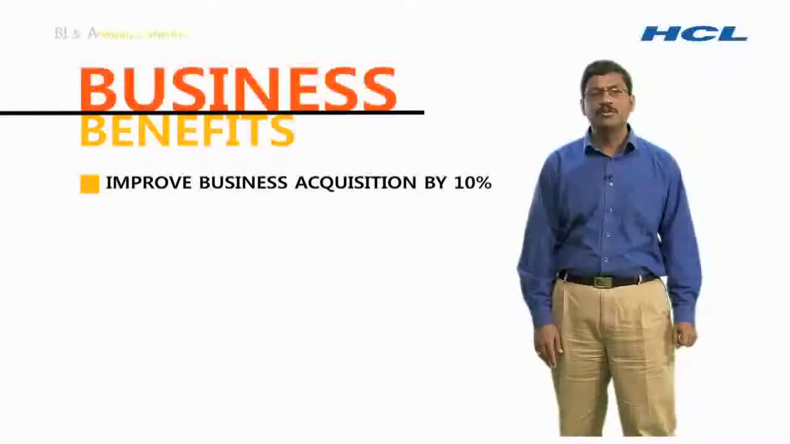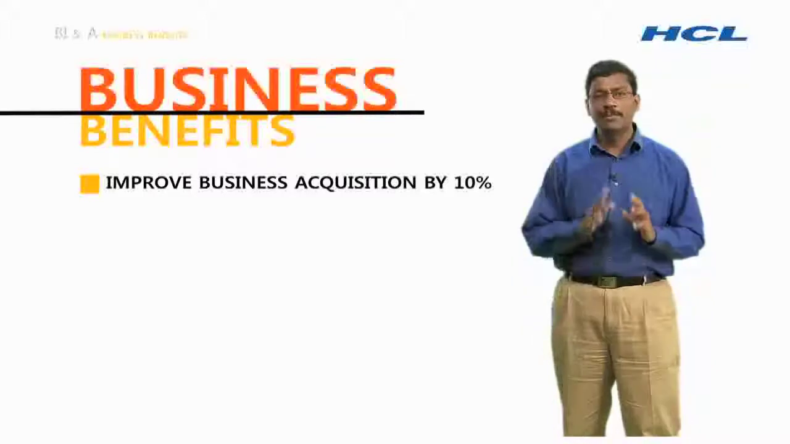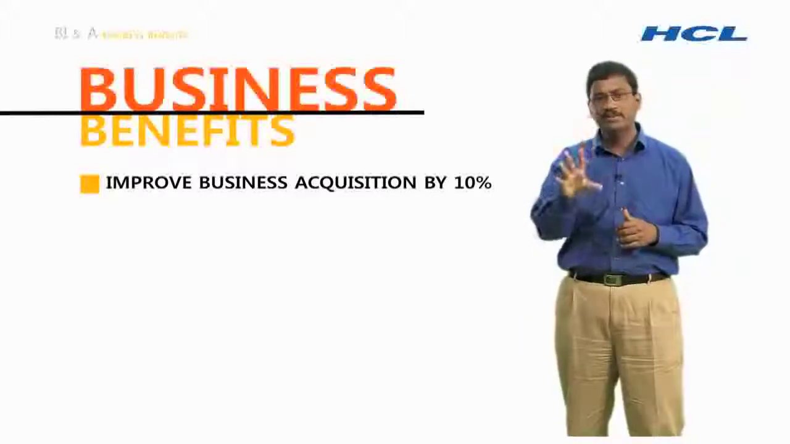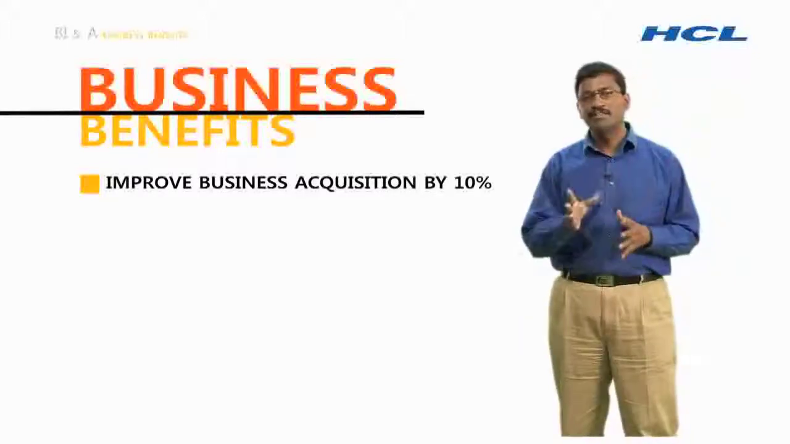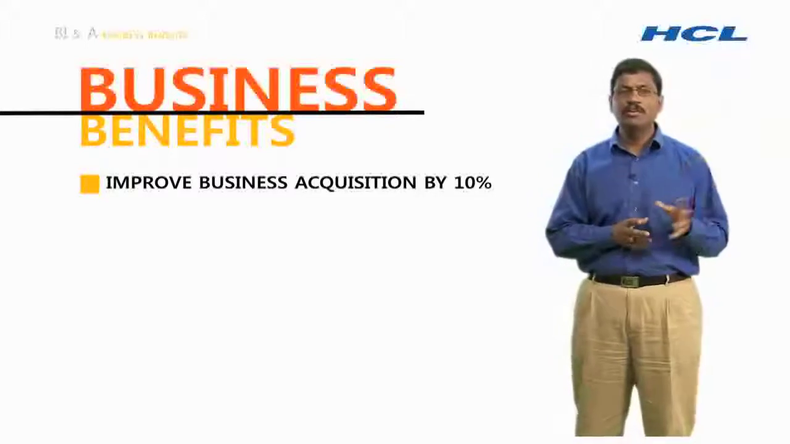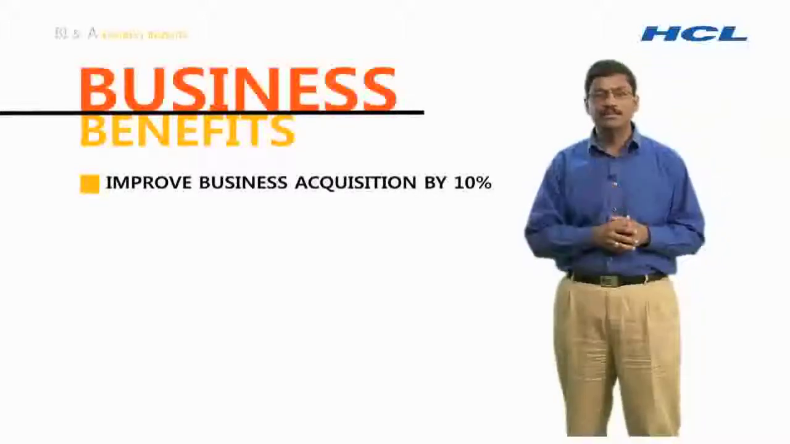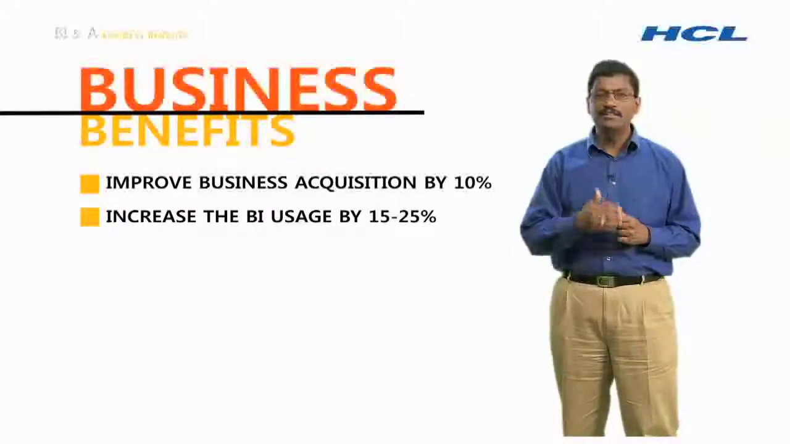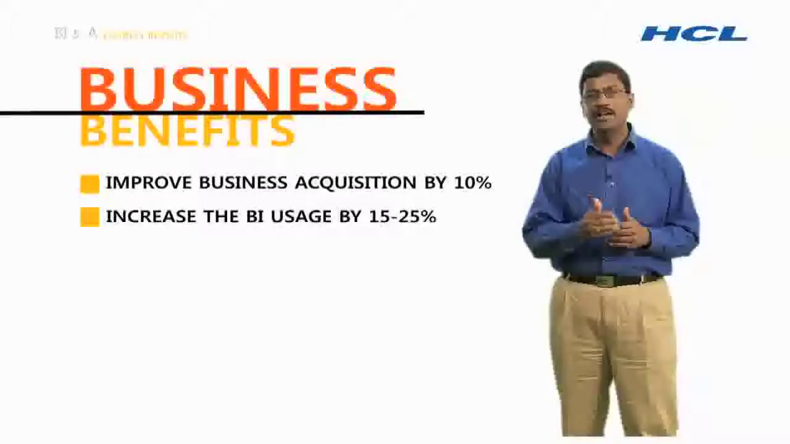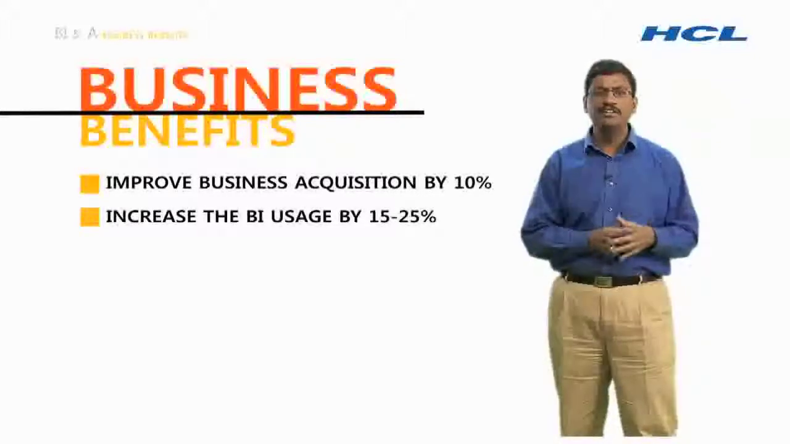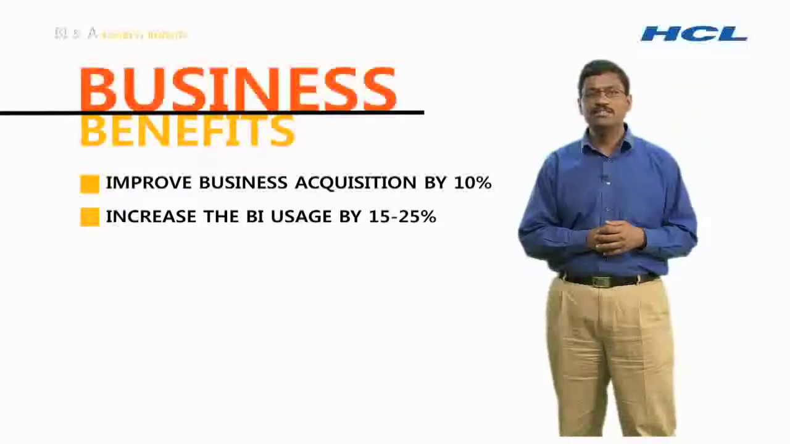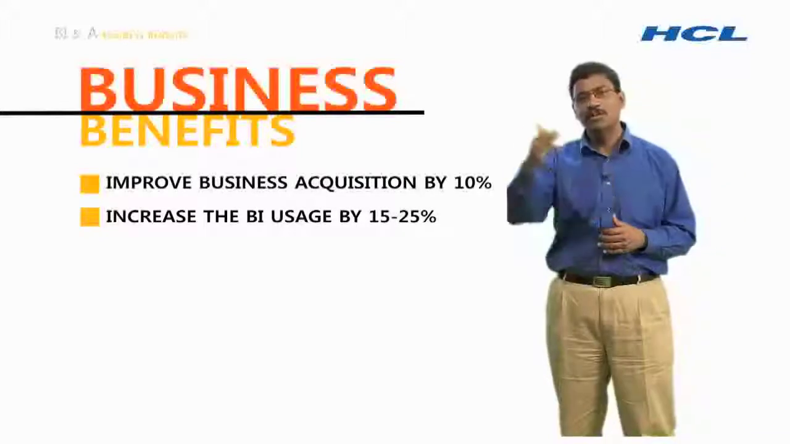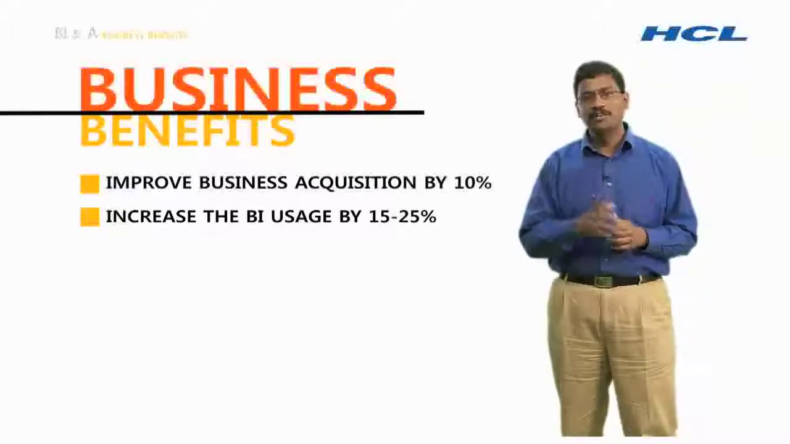First value proposition would be to improve the customer acquisition by 10% through execution of highly efficient campaigns targeted at the right segments of customers or prospects, leveraging the segmentation analytics and quant modeling consulting services offered by HCL. Second value proposition would be to increase business effectiveness and decision making by increasing the adoption of BI in the organization. We have evidence that in a Fortune 100 financial services firm, 15 to 25% improvement of BI usage resulted in an overall improvement in the business performance of the organization.